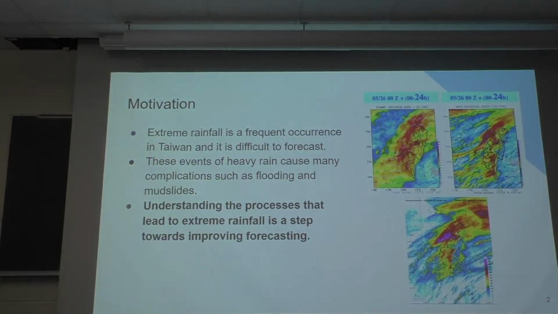Our motivation was that Taiwan's really rainy. It gets a lot of extreme rainfall very often, and it's difficult to forecast due to that extremeness. These events can cause a lot of heavy rain, and they cause flooding and mudslide events that can really make things complicated. So in my opinion, understanding the processes that lead to that extreme rainfall is a step towards improving forecasting.